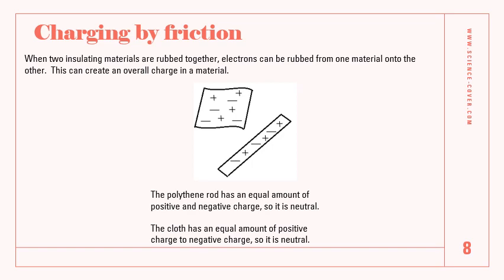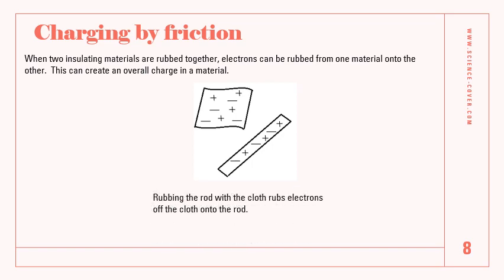So this polythene rod has an equal amount of positive and negative charge, therefore it is neutral. The cloth has an equal amount of positive and negative charge, so it is neutral. But if we rub the rod and the cloth together, then electrons are rubbed off the cloth and on to the rod. This leaves the rod with a negative charge. And since the cloth has lost electrons, it has been left positively charged.